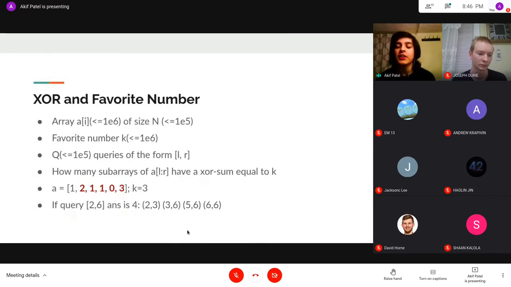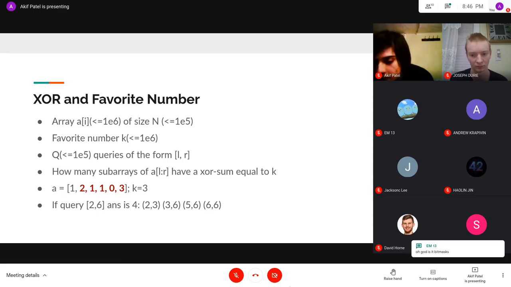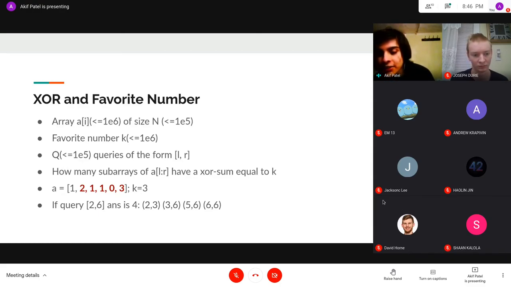Hint: think of a different way to re-express the idea of a Xor sum. So think about that maybe. It's not bitmask as far as I know. Maybe there is a bitmask solution, but I don't know of any bitmask solution.